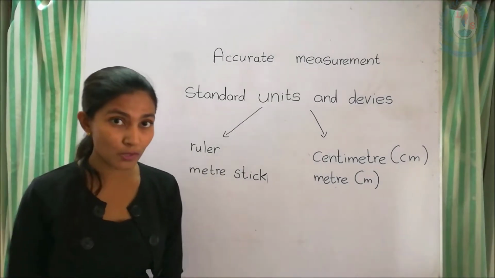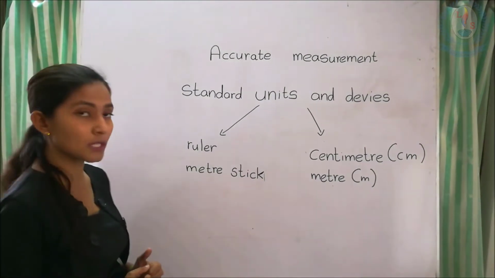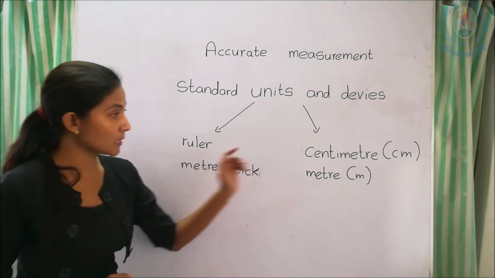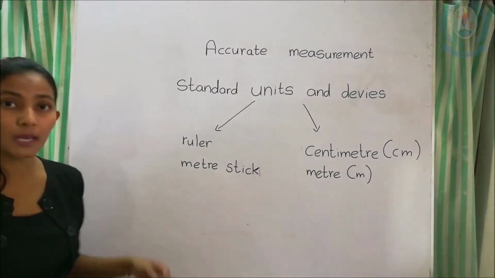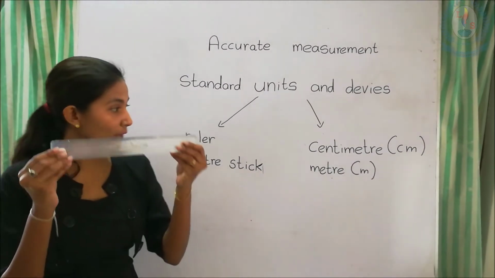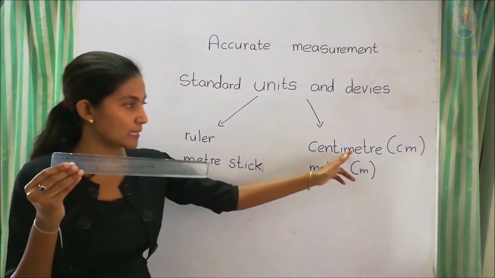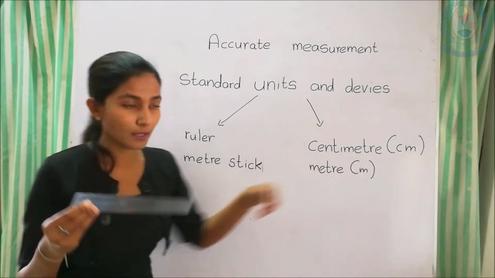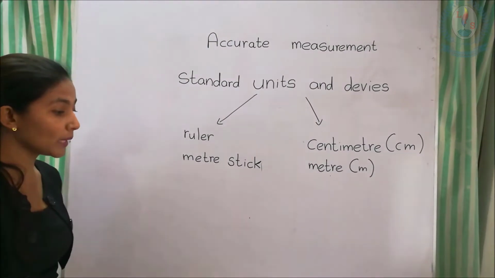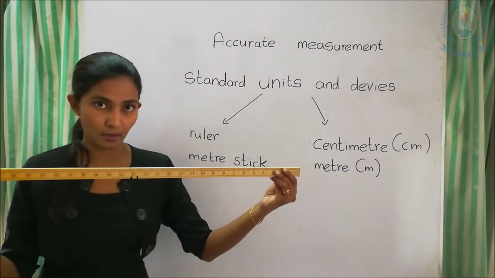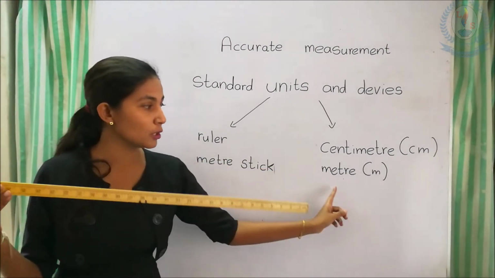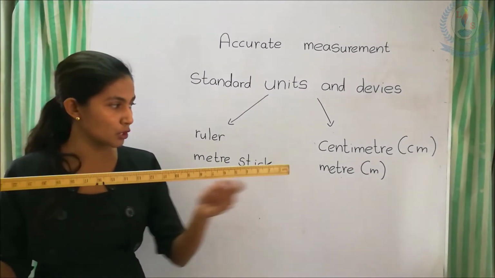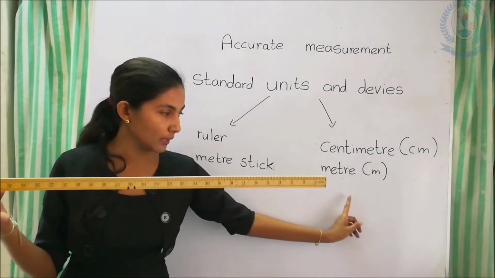Now I'll show you some objects that we use to measure centimeters and meters. To measure centimeters, we use a ruler. With a ruler, we can measure centimeters, denoted by cm. To measure meters, we can use a meter stick. Meter is denoted by m. With a meter stick, we can measure meters.